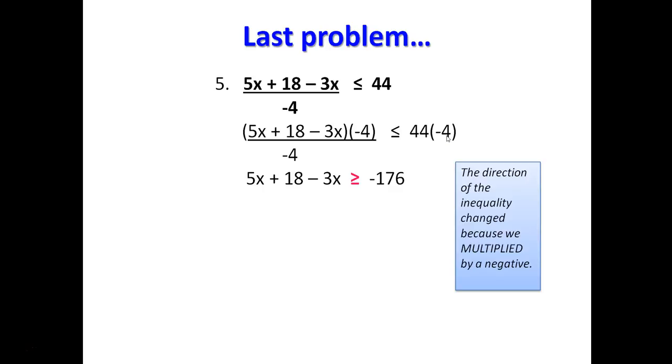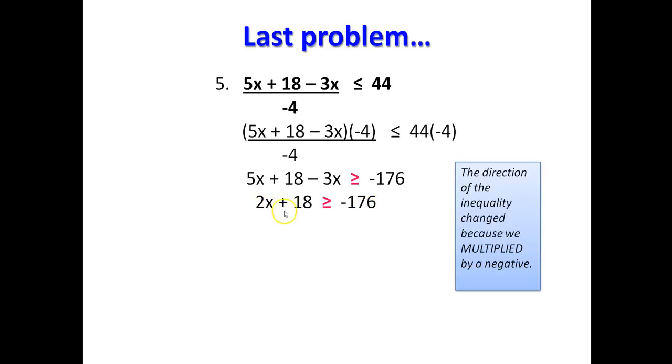And oh, did you see what happened in the middle of the problem? Because I multiplied by a negative, the problem is no longer less than, it is now greater than or equal to. Big difference. So whenever you multiply or divide by a negative in a problem, that's when you switch it. So now we'll just combine like terms. I have 5x take away 3x, which gives me 2x + 18, greater than or equal to negative 176.